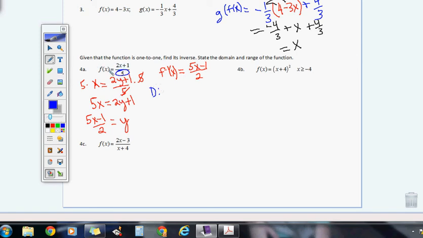I'm going to look for square roots. I'm going to look for fractions. But really, there are no issues with my domain up there. All real numbers will work. So the domain of the function is negative infinity to infinity.